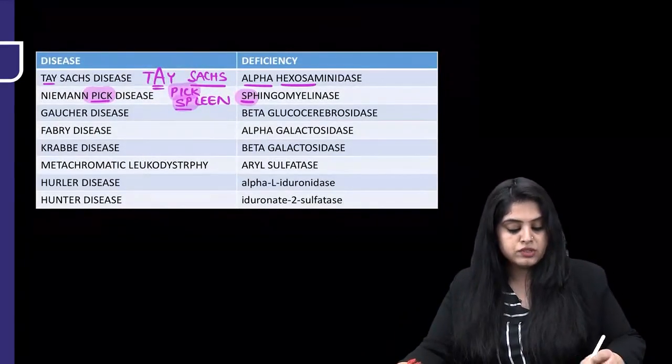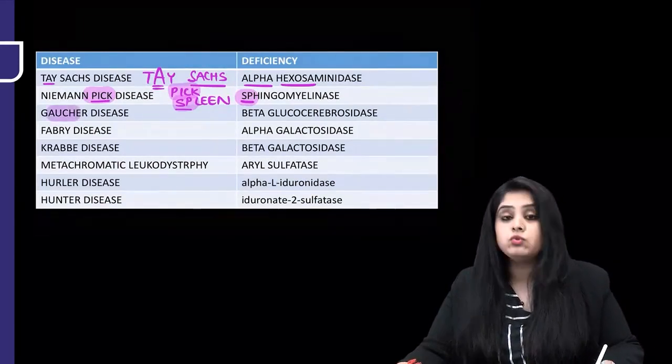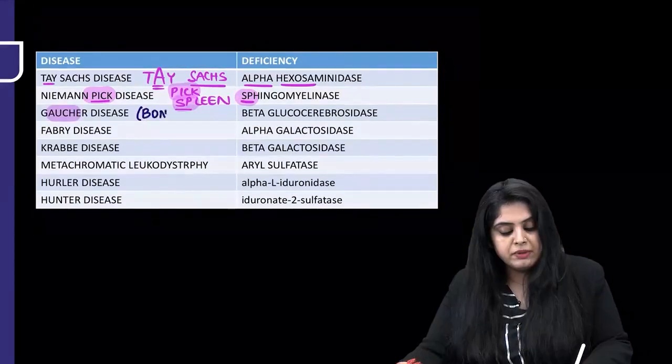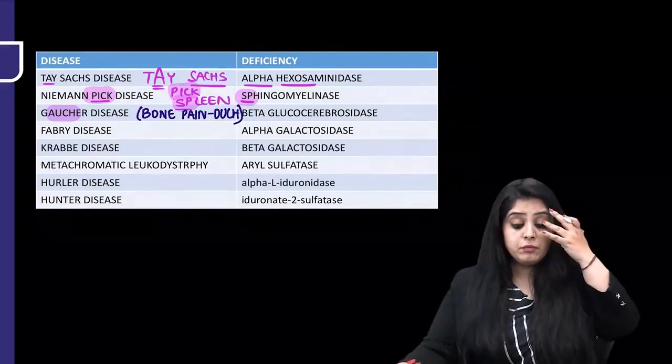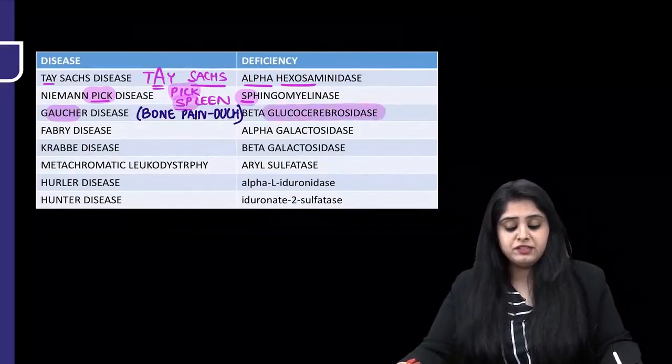Next we come to the Gaucher's cell. Sabse pehle toh Gaucher's. See, I have written Gaucher's as gouge. Why gouge? Because these patients usually come to you with bone pains. This was again a recent NEET PG question. Ouch se yaad rakhoge. Patients are gonna have bone pain. And what is the enzyme deficiency? Glucocerebrosidase.